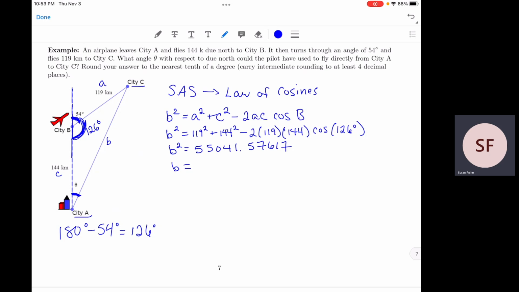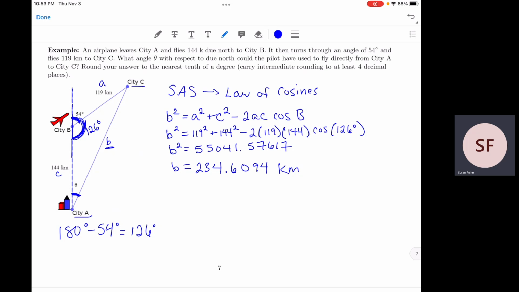I get 234.6094. So that is side B here. And again, that's in kilometers because that's a side B. So that's the length of this guy over here. Now that's not what I was looking for, but now I have more information in my triangle.